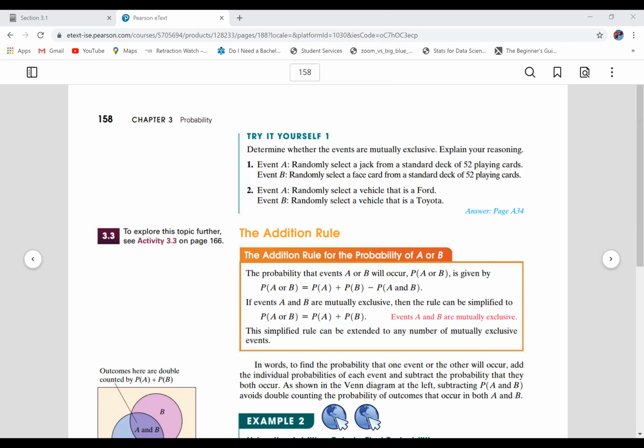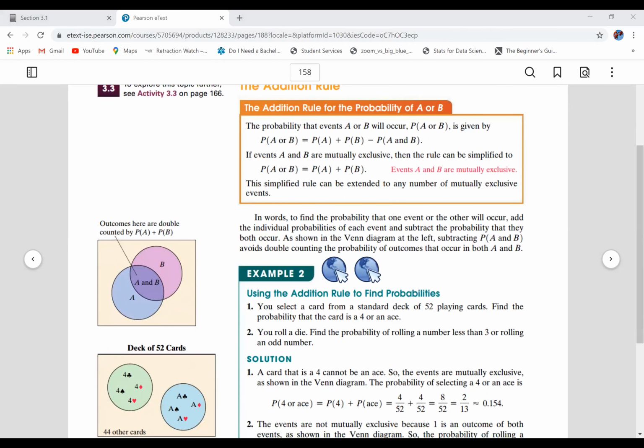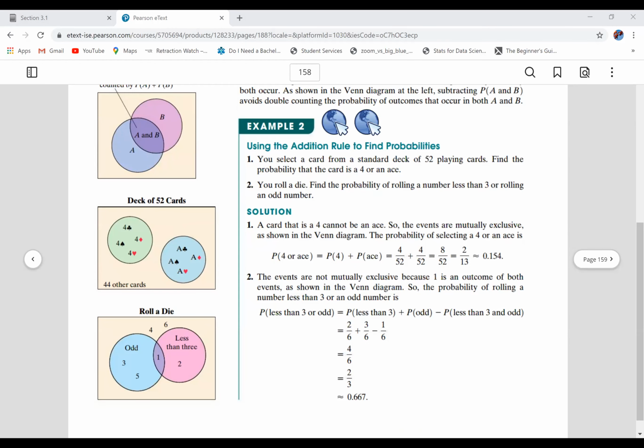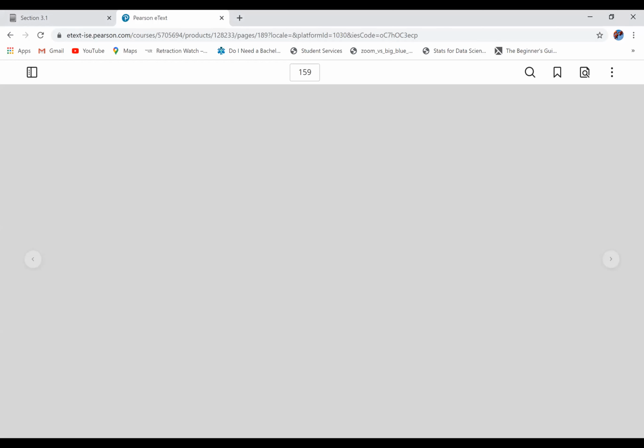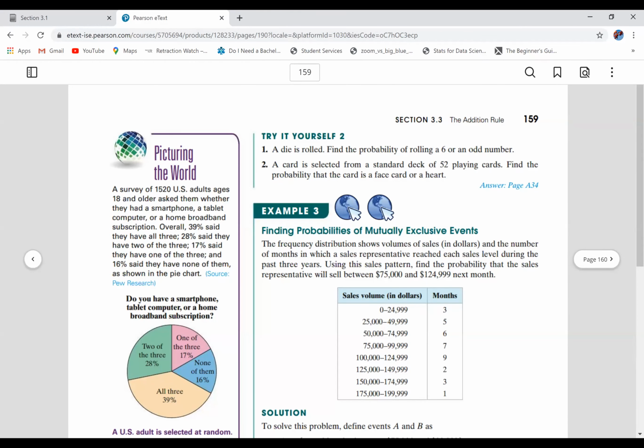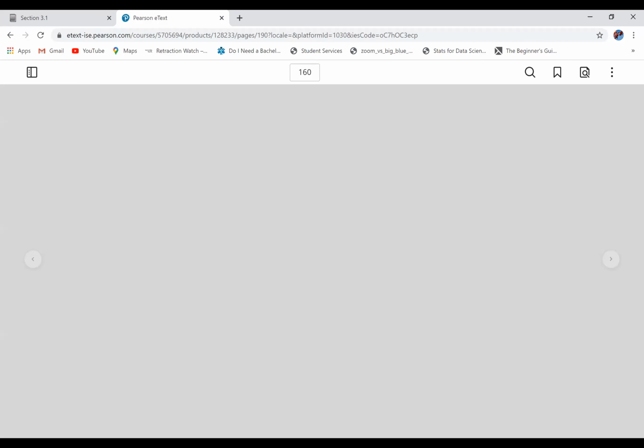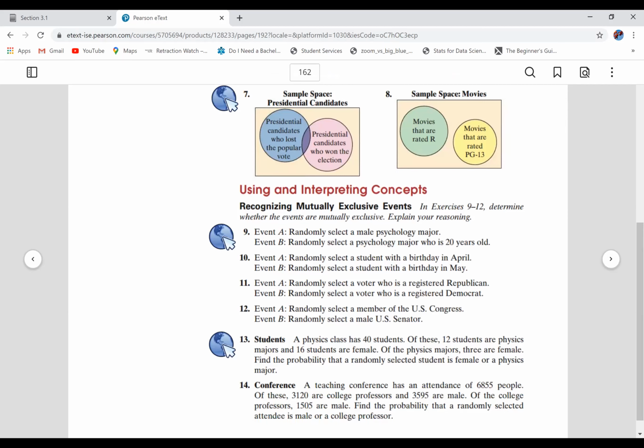This is what I would like you to know about mutually exclusive events, and I want to give you some more examples just to have a good feel about it, guys. So let's see. I'm going to go to the exercises. There we go. Number 9. Determine if the events are mutually exclusive or not.